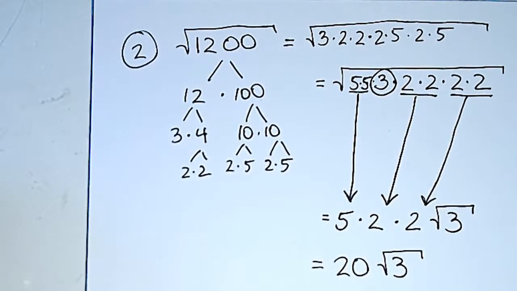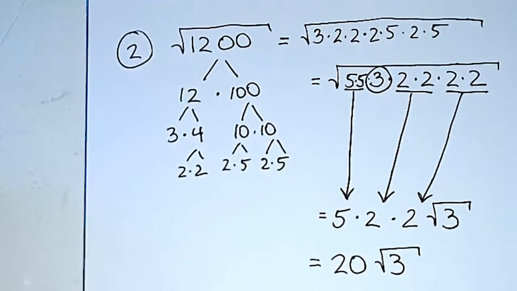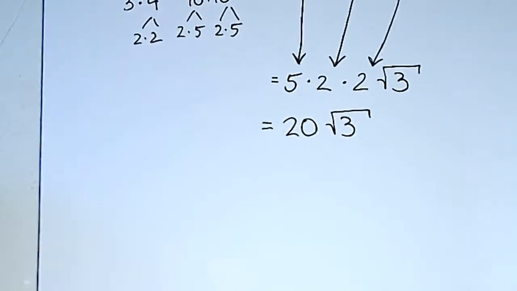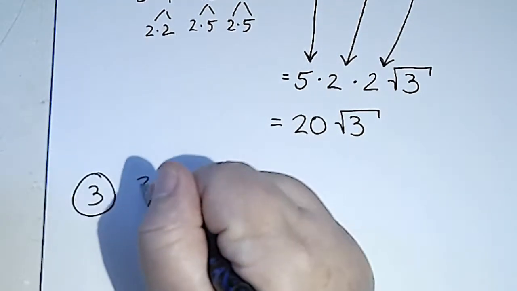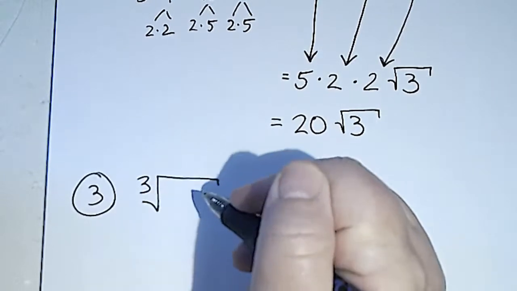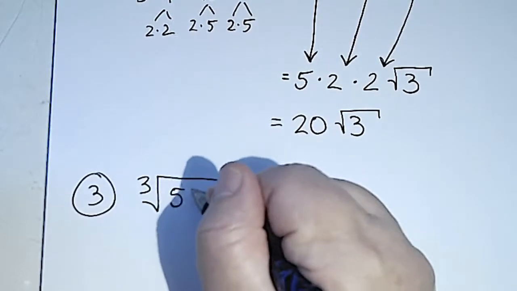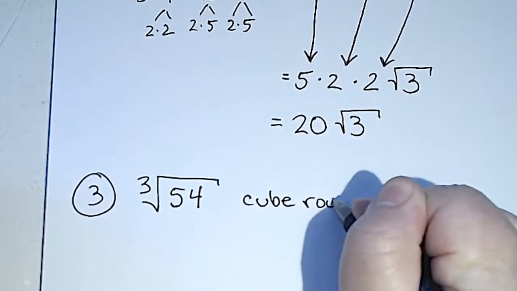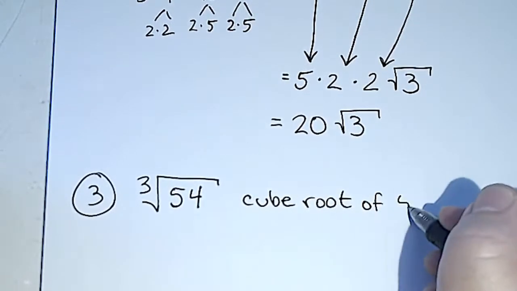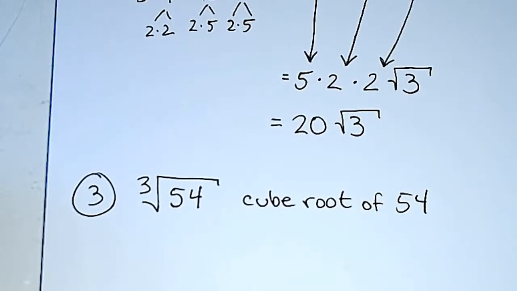And I hear you saying, okay, this is fine. But what about those of us who have to deal with other kinds of radicals? They're not all square roots. The world is full of other things. For example, this bad boy right here, the cube root of 54. So this is the cube root of 54.